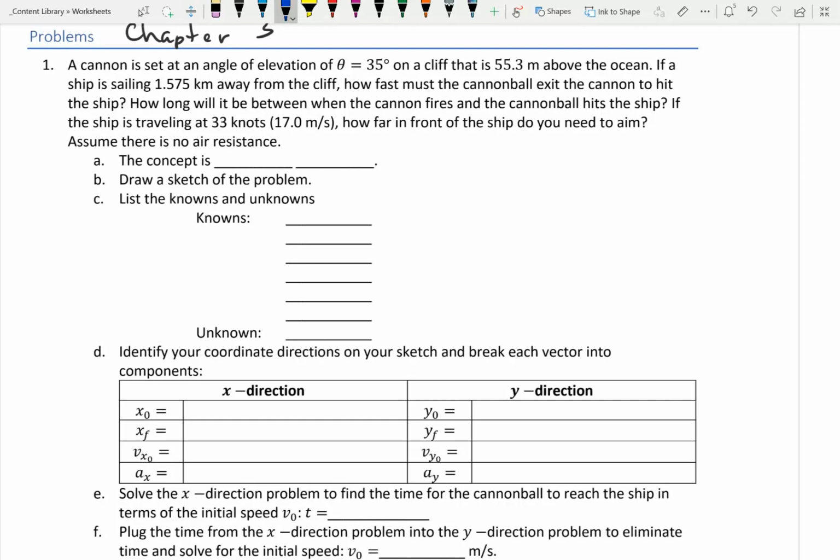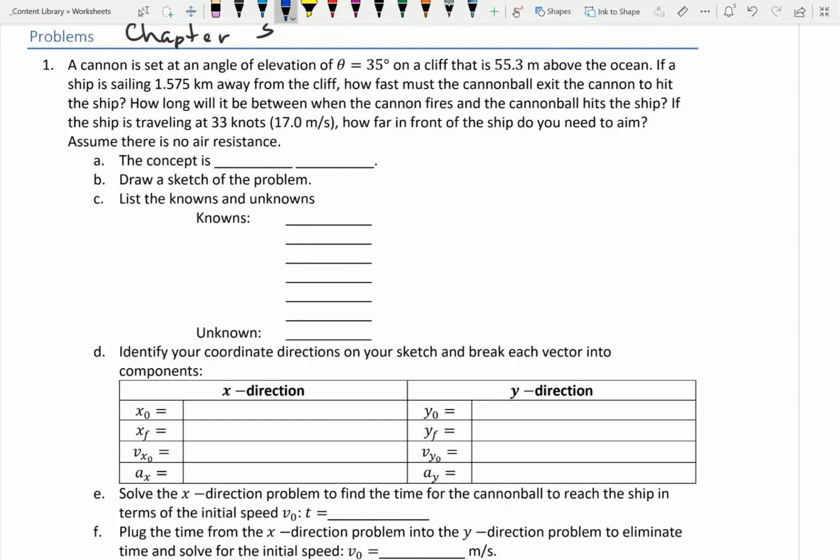If a ship is sailing 1.575 kilometers away from the cliff, how fast must the cannonball exit the cannon to hit the ship? Also, how long will it be between when the cannon fires and the cannonball hits the ship? If the ship is traveling at 33 knots, which is 17 meters per second, which is a standard speed for a battleship, how far in front of the ship do you need to aim? Assume there is no air resistance, because we live in a perfect world.